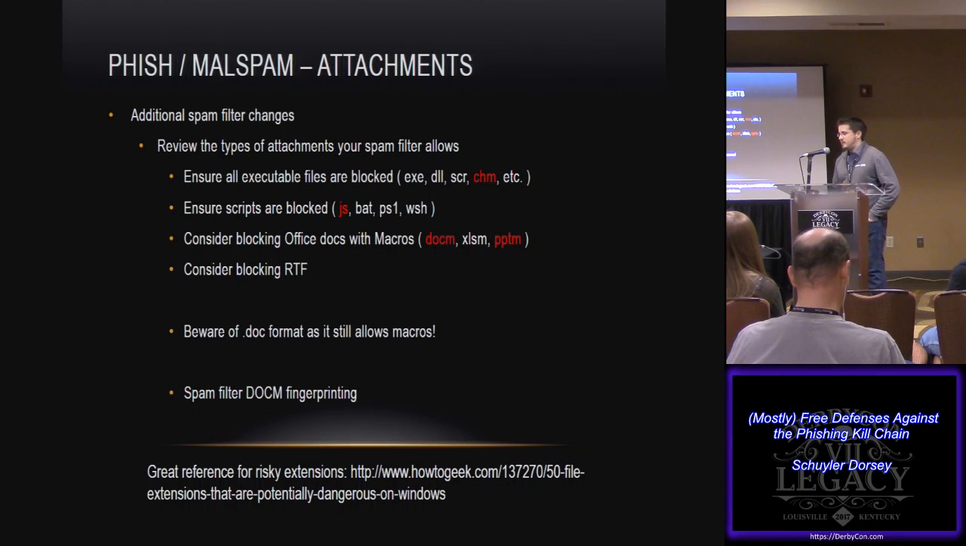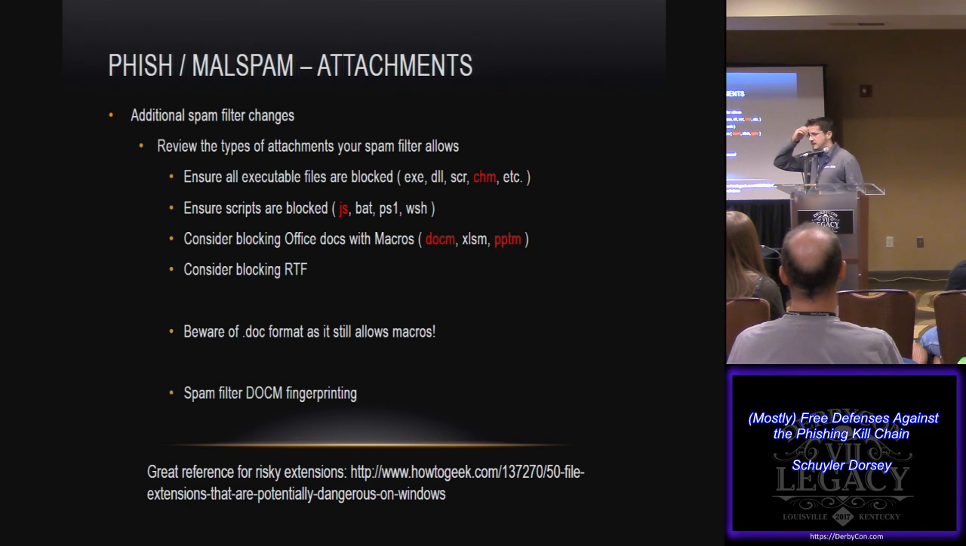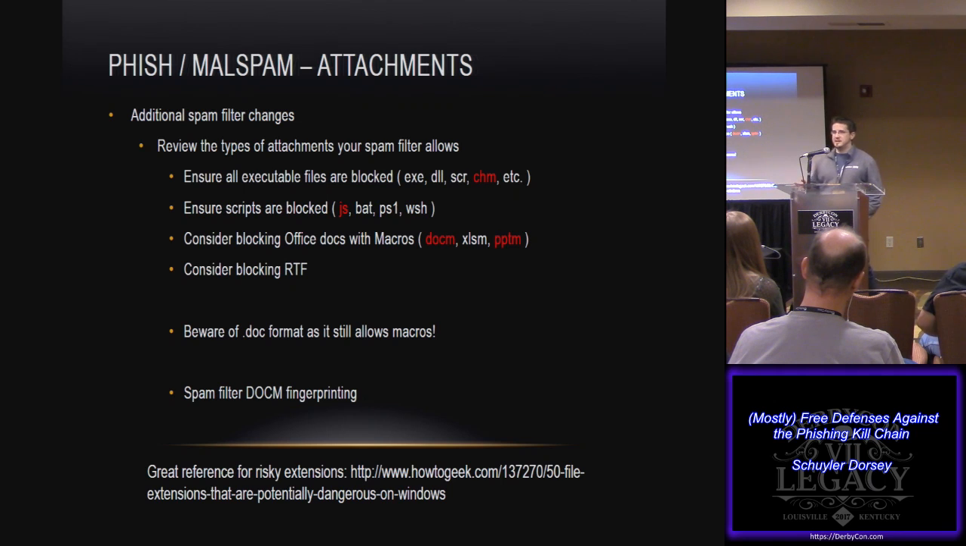So a super easy one that, I mean, we all know is best practice, but is still often overlooked, is to really just review the attachments that your spam filter allows. A lot of spam filters by default will block some of these, but not all of them, so it's always good to do a full review. At the bottom, there's a How-To Geek article that lists the top 50 extensions that could be used with the .doc extension. One thing you can do is that some spam filtering solutions have the ability to fingerprint that a file has a macro in it, regardless of what the extension is. So if your solution has that, you can turn that on. Super beneficial.